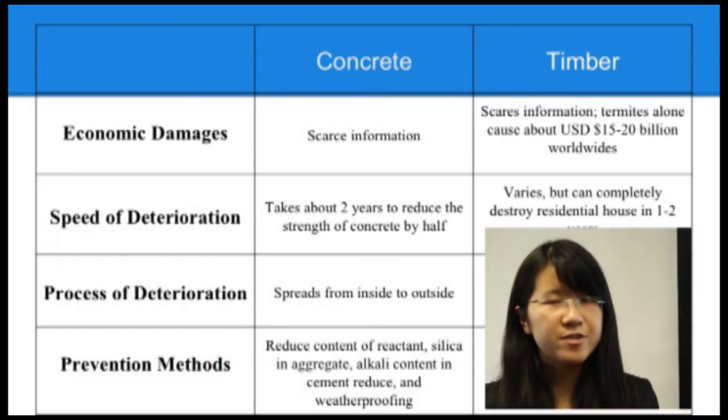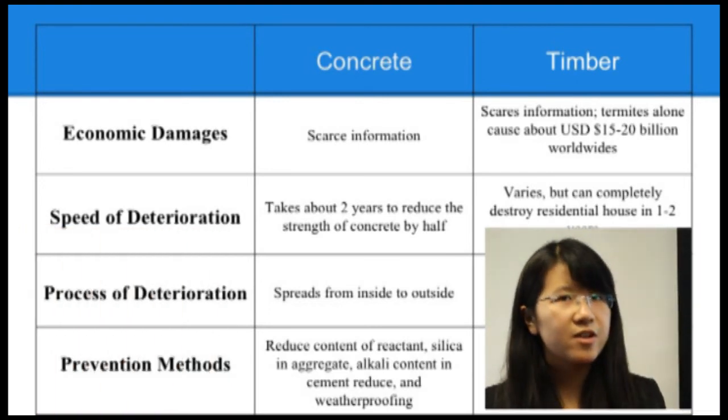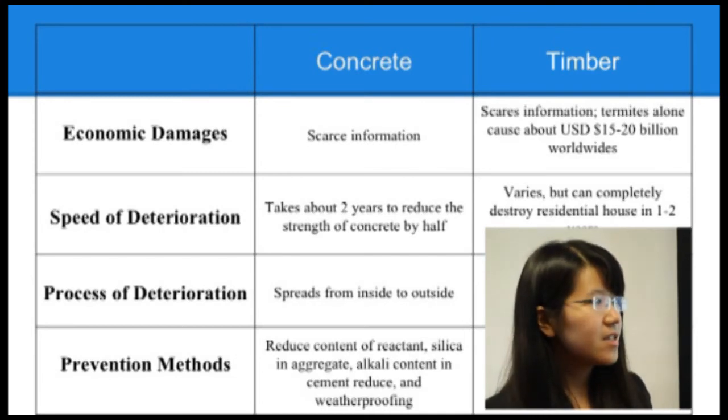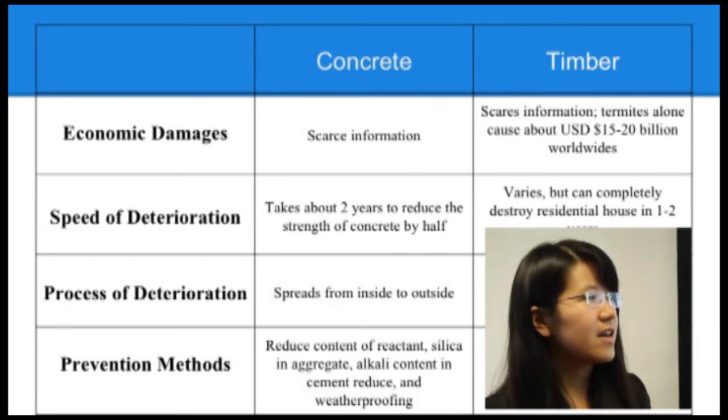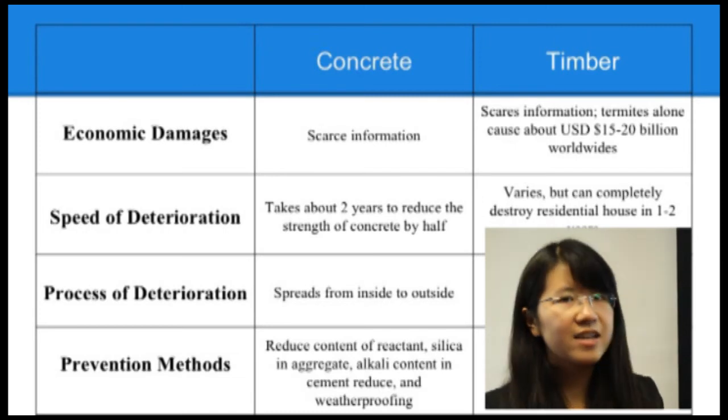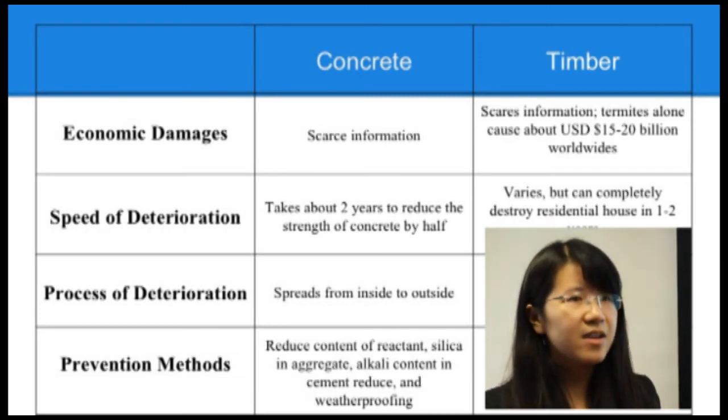The prevention method for AAR is to reduce the occurrence of this reaction by reducing the content of reactants: the silica, the alkali content, and also the water content in the concrete. As stated before, some of the methods most commonly used to prevent the infestation of insects and bugs are the baiting system, design precautions like the metal sheets used in the construction of concrete footings, the application of termiticides, as well as the pressure treatment of the timber used for construction.